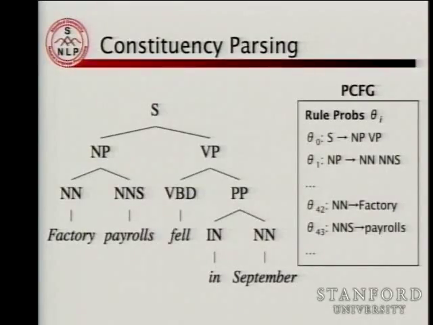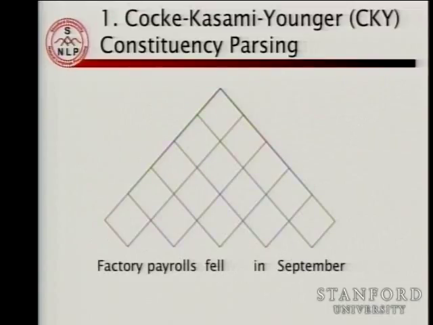So the way we then do CKY parsing, which is Cocke-Kasami-Younger parsing. This was an algorithm that dates from the 60s. John Cocke was a famous IBM research scientist. He's really more famous for other things.